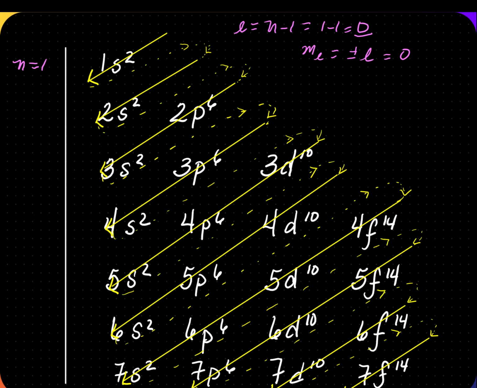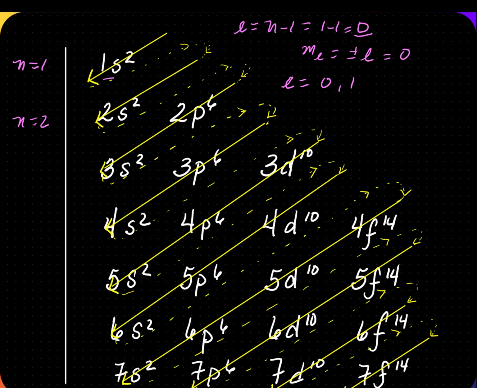If I rotate the sphere in space, the only possible orientation is 1. It is 1s. So energy level 1 can only have an S. We also learned that each orbital can have a maximum of 2 electrons. So this is 1s2.